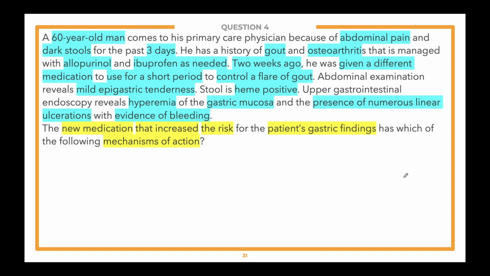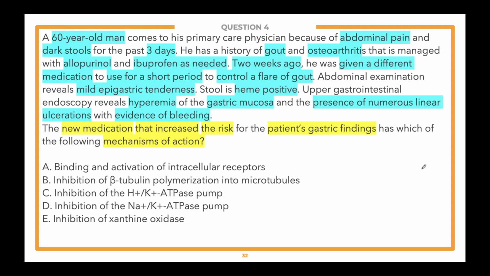And then the question is asking us about a new medication, and that new medication he was given that increased the risk for those gastric findings, and what is its mechanism of action. So I think we've got a 3-step question here. 1, we've got to figure out maybe what's going on in this patient. 2, what was the medication that increased the risk for that or contributed to that? And then 3, what is the mechanism of action of that medication? So nice 3-step question here. So let's go ahead and take a look at those answer choices.